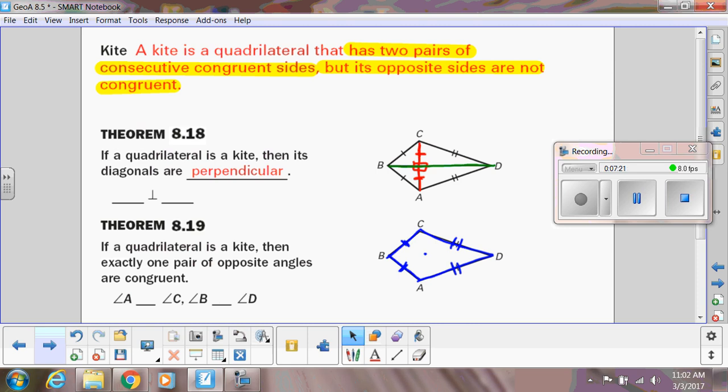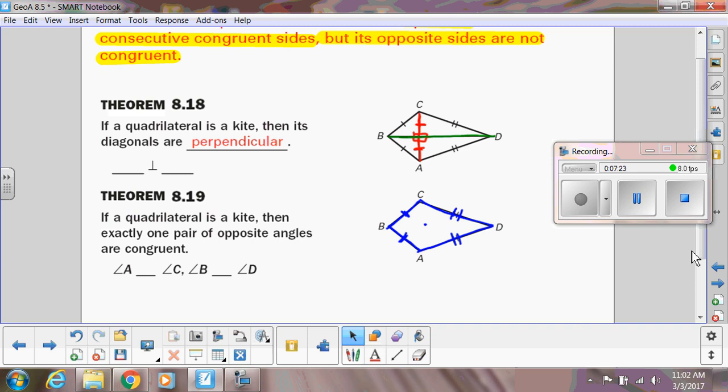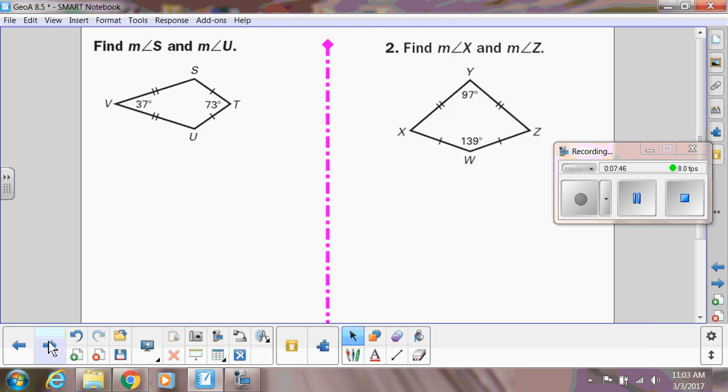We also know that if a quadrilateral is a kite, then exactly one pair of opposite angles are congruent, and that's going to be where those two non-congruent sides meet, along that axis. So think about the symmetry of a kite. I think that will help you the most. And think about, okay, well, I could fold this along that green diagonal, and everything would match up. All right, so let's use that to our advantage.